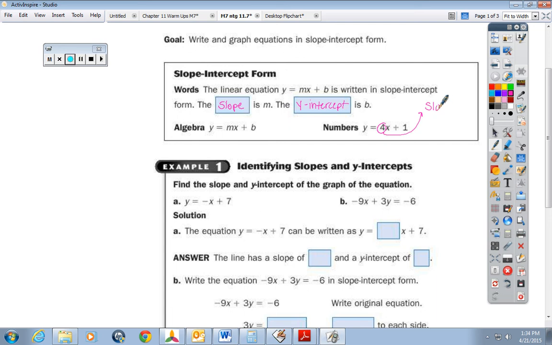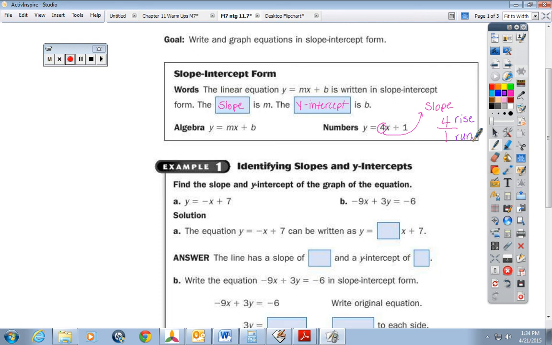Now, what does that tell us? Is the line positive or negative? Positive. Why? Because the number in front of x, the slope, is positive. So if we were using this to graph, we would write the slope as 4/1, meaning that in between each point, we would rise 4 and we would run 1. And we'll see that here in a second.